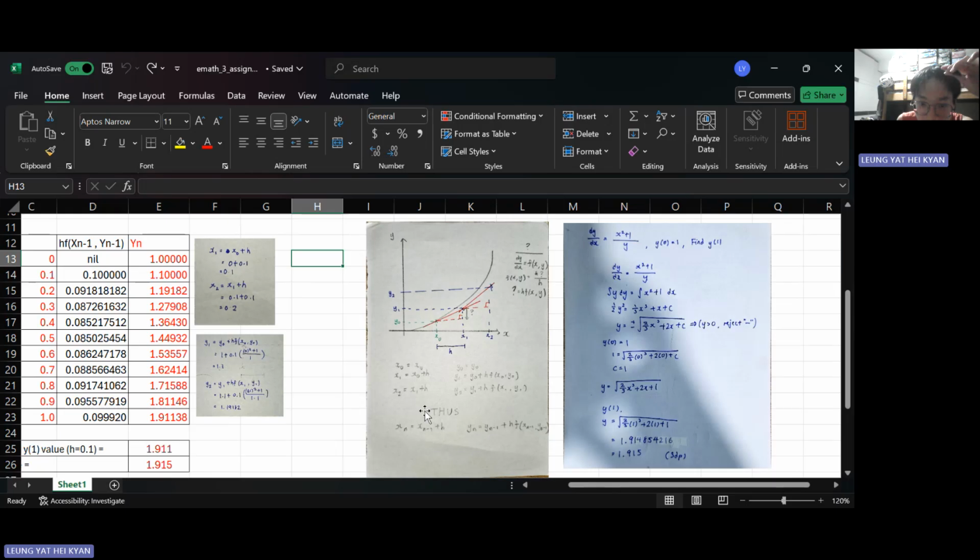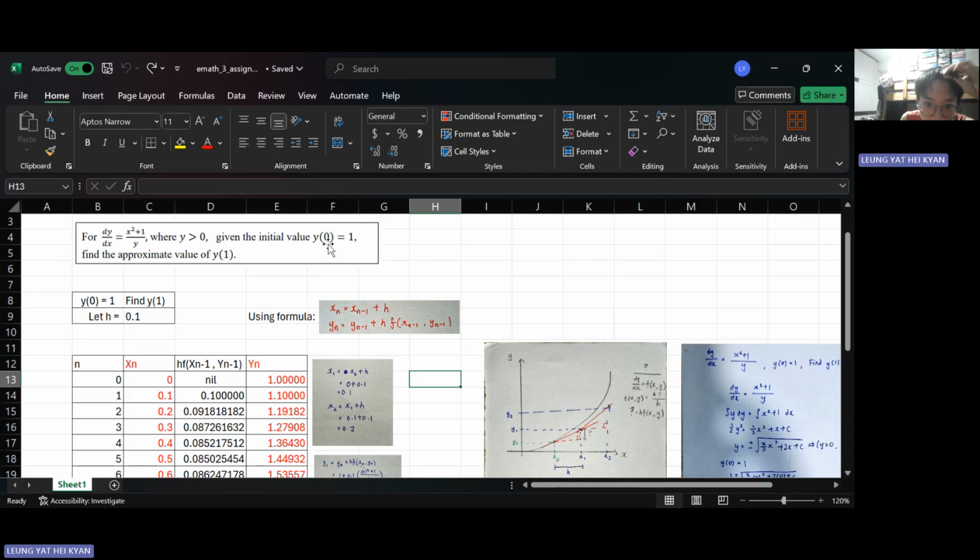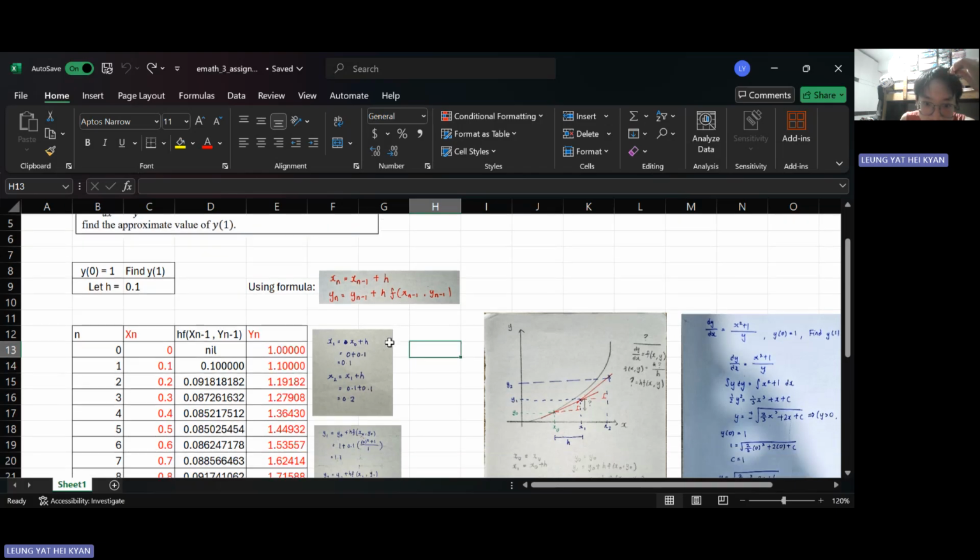So based on that, we can infer that xn is equivalent to xn-1 plus h, and yn is equivalent to yn-1 plus h f(xn-1, yn-1). So now we are given that y0 is equal to 1, and we need to find what is y1. So using the two formulas we derived just now, I will use a step size of 0.1.